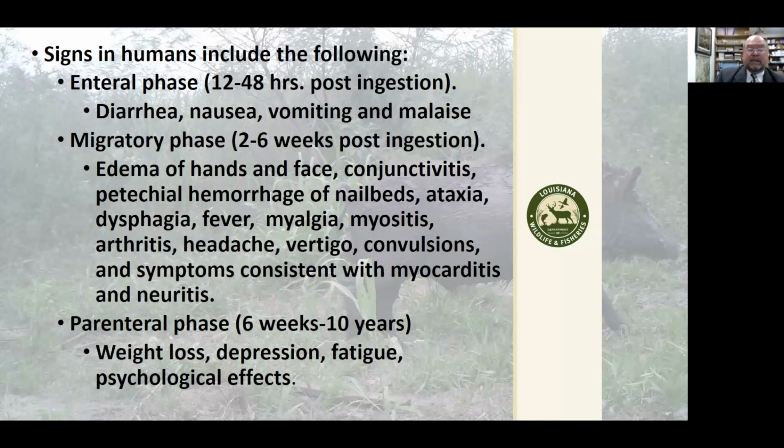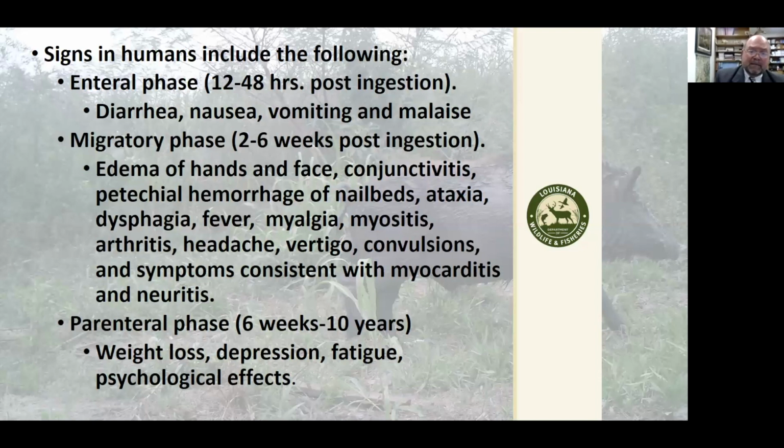It causes disease in humans, and it's a pretty interesting progression. So when you eat the meat, your stomach acid digests the muscle tissue. The nematode worm comes out and actually penetrates through your intestinal wall, which causes what's called the enteral phase. You get diarrhea, nausea, vomiting, feel bad. Then it migrates through your tissues and you get hemorrhages, specifically in the nail beds, which is very characteristic of this disease. Bad conjunctivitis in the eyes, swelling, petechial hemorrhages, headaches.